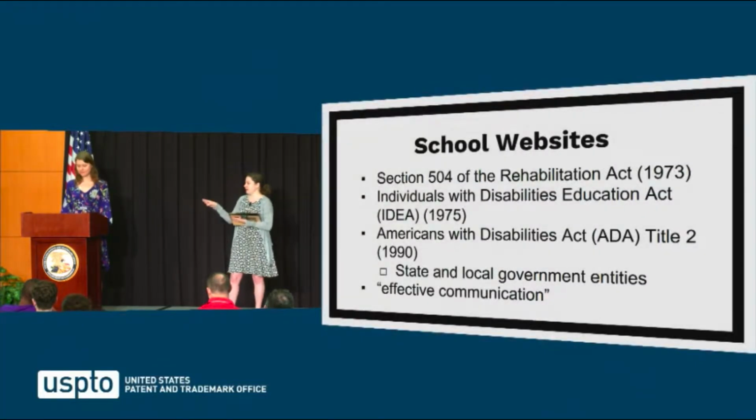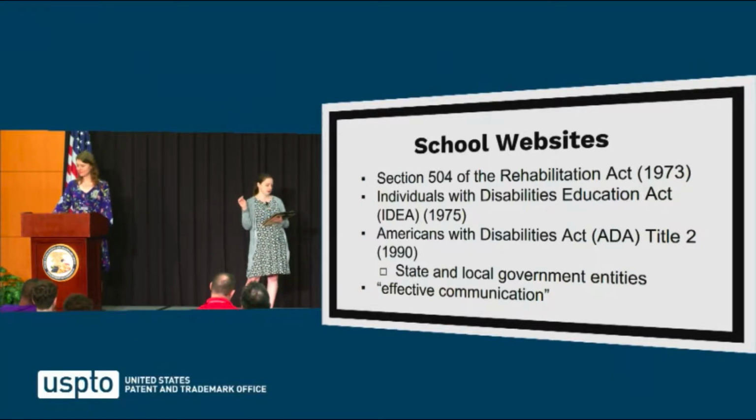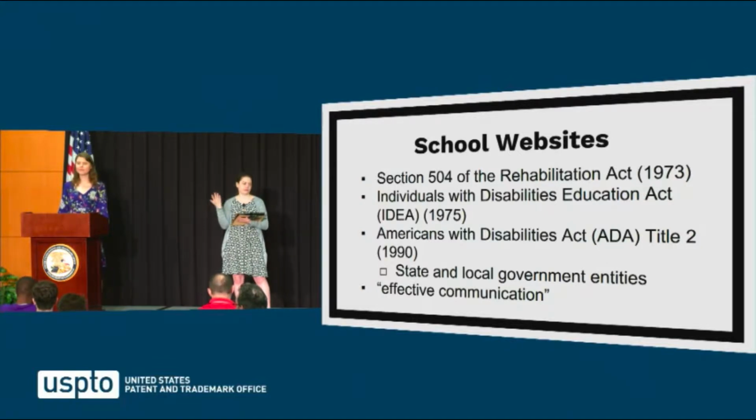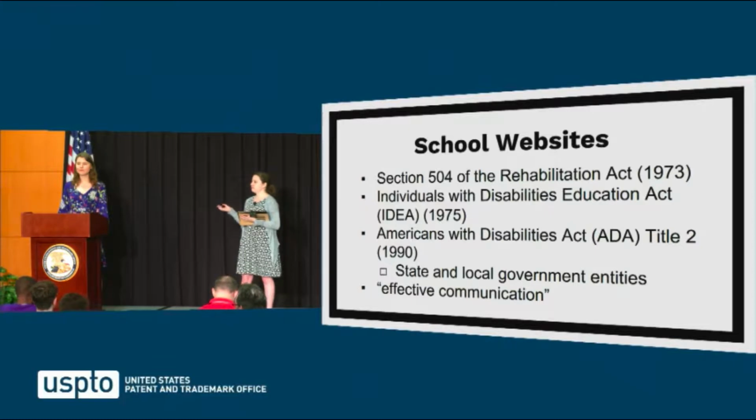So when we start to get into education, it starts to get a lot murkier. You don't have this clear line rule like you do for federal government. So you're using a different section of the Rehabilitation Act, Section 504, the Individuals with Disabilities Education Act, and the Americans with Disabilities Act, Title II, which is covering public schools because that's a state and local government part. So I tend to think of this as trying to fit a round peg in a square hole.